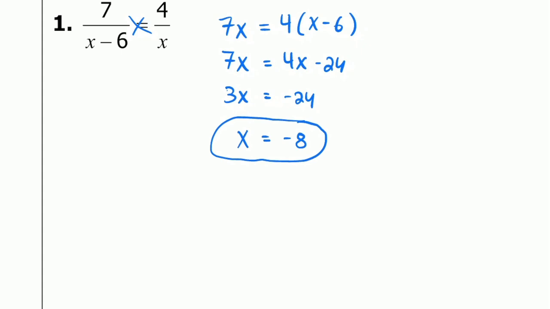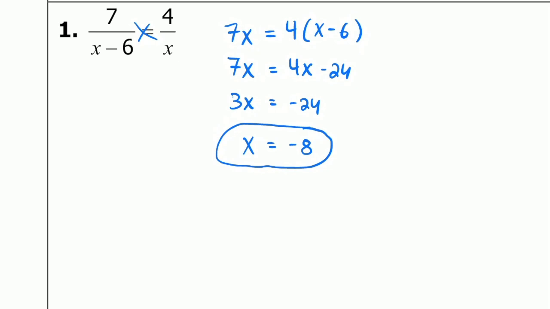What is worthwhile now, though, is plugging in our solution to make sure that we do not get an extraneous solution. And to do that, we really just have to plug it into our denominator. And if I was to plug in negative 8 to either of my denominators here, that would give me a negative 14 and negative 8. So that should work.